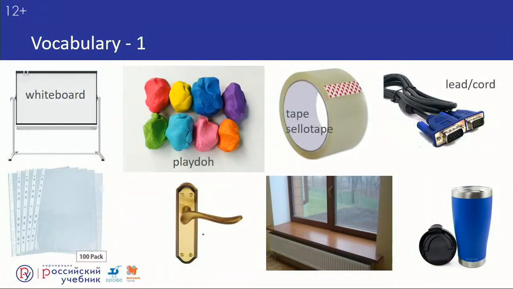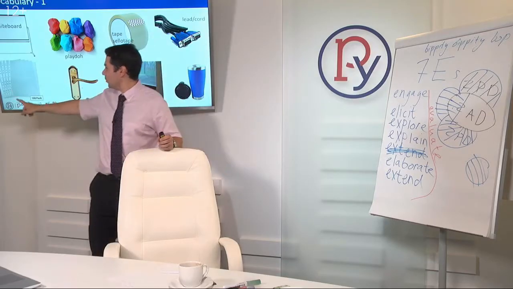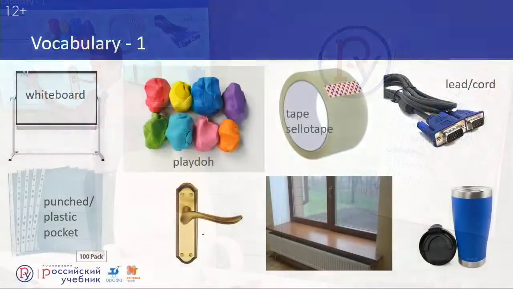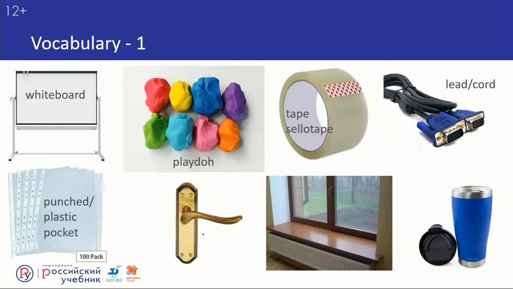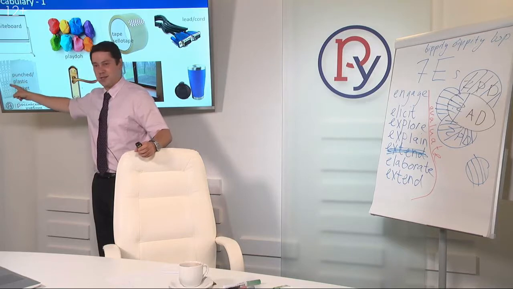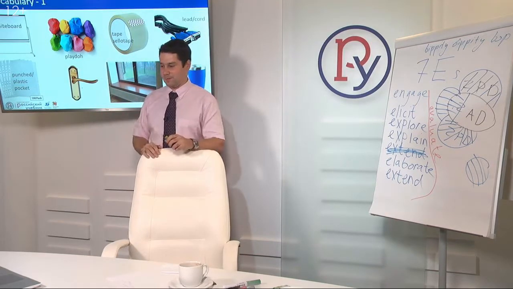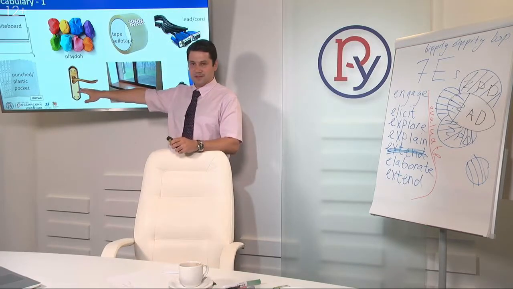Now, surprisingly, guys, this thing is not called files in the English language, even though we use an English word for that. That's a false friend. These are called punched pockets or plastic pockets. All of those plastic pockets, no matter what the shape is, are called plastic pockets. But this particular type, because you see punched holes in here, is called a punched pocket, right? That's what you call them. This is a door handle.